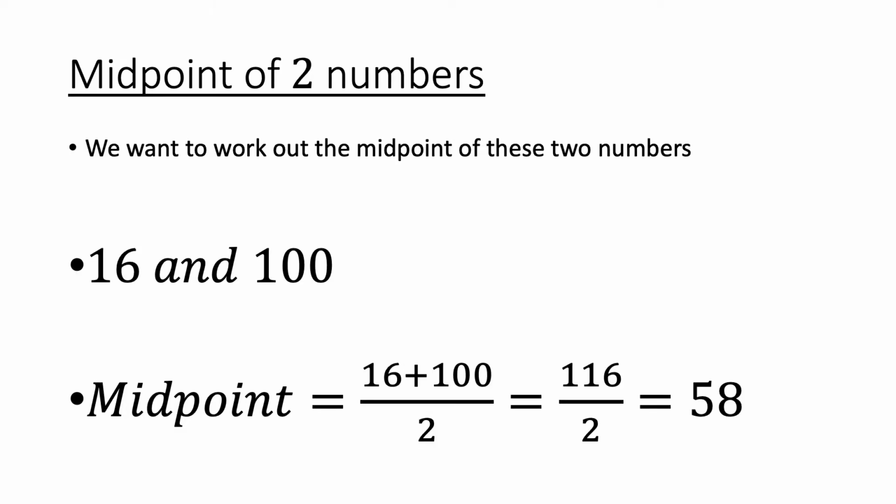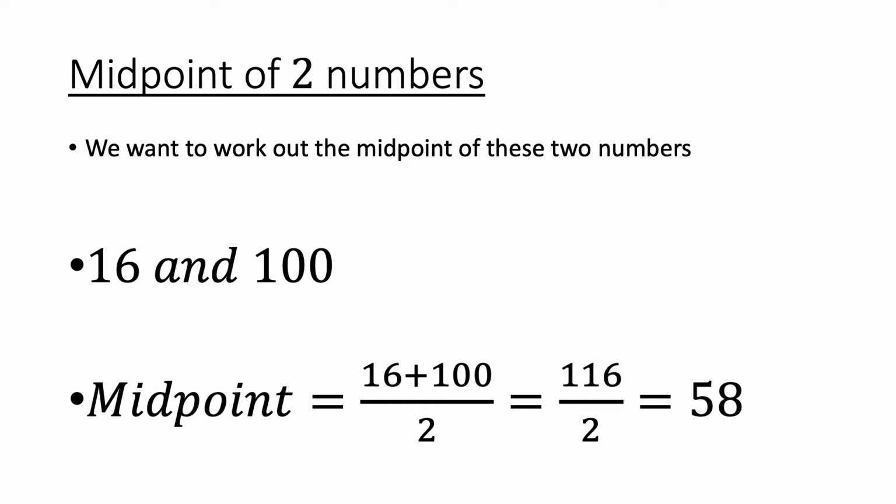Right, so midpoints of two numbers. We want to work out the midpoint of these two numbers, 16 and 100. Midpoint just means the middle of the two numbers, so it's exactly in the middle between 16 and 100. If you imagine a little number line, I've got 16 here and 100 here. I want the number that is bang in the middle between 16 and 100. That is my midpoint.